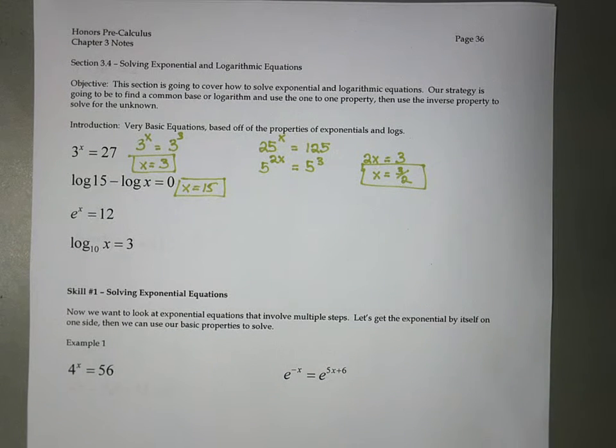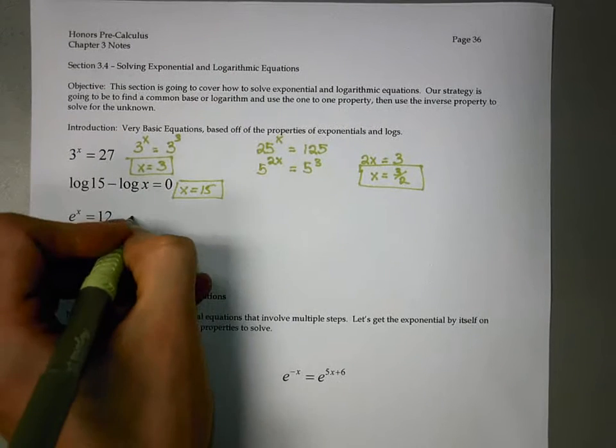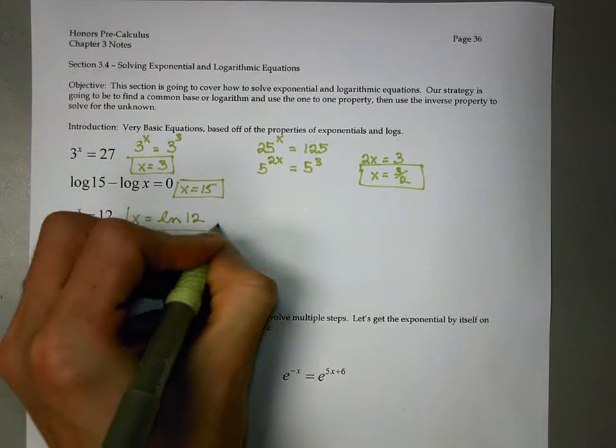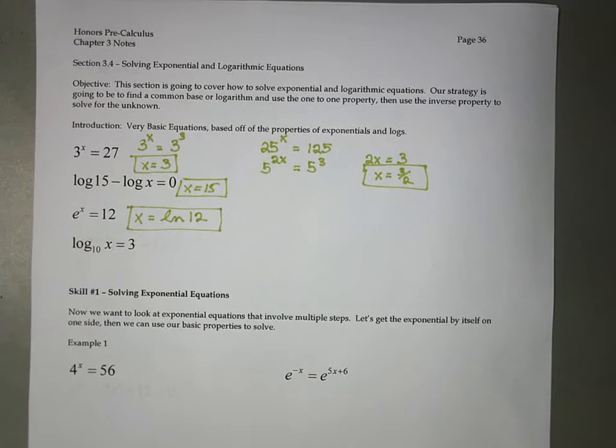The third example here, e to the x is equal to 12. Let's convert that to logarithmic form. So e to the x is equal to 12. Converting to logarithmic form is going to be x is equal to the ln of 12.